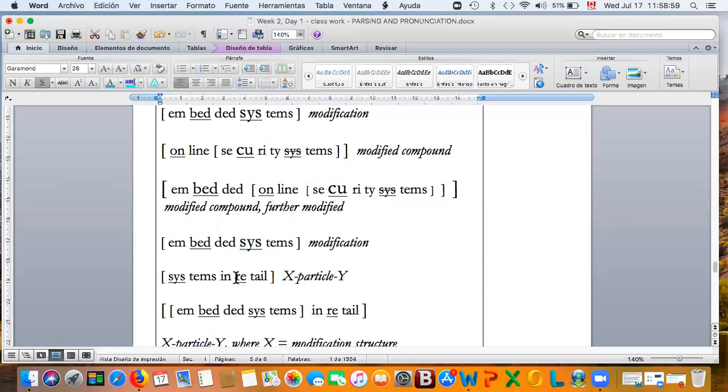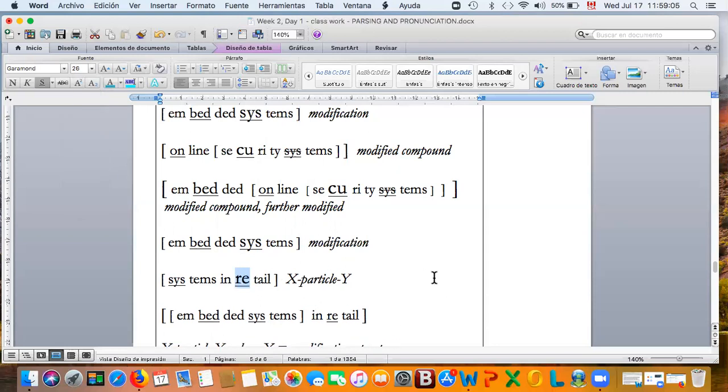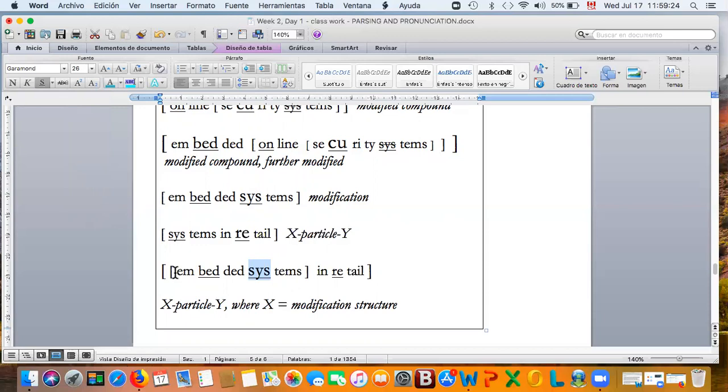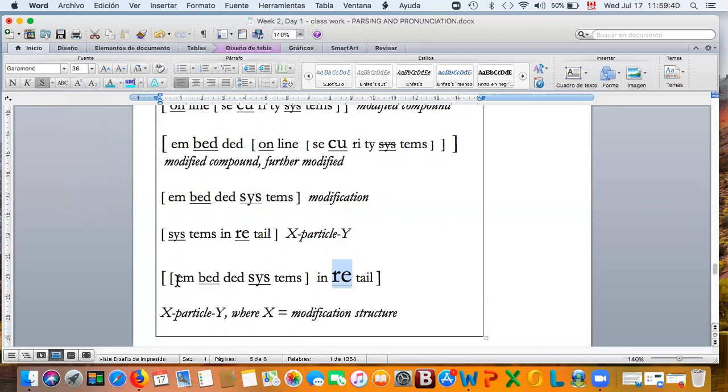Systems in retail. X particle Y. How about embedded systems in retail? That's not really very complicated at all. We have embedded systems. So we know that it has to be embedded systems, lower, higher. And we also know that all of this has to be lower than this. Quite easy in this case. Giving us embedded systems in retail.